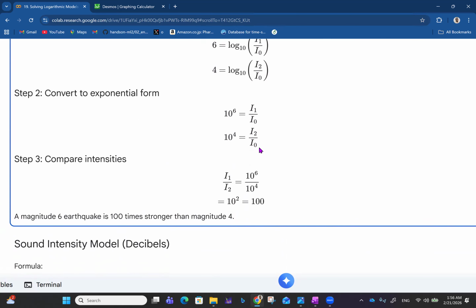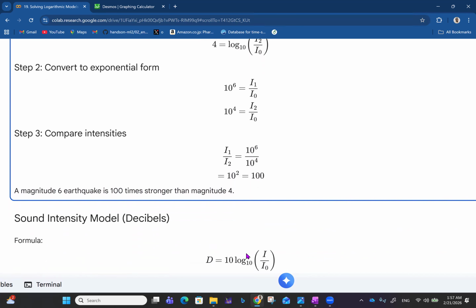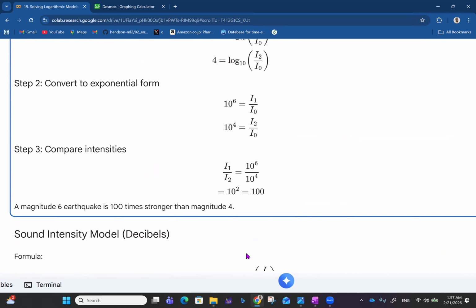We compare. We want to find how much stronger I1 is than I2. If you make I1 the subject, that'll be 10 raised to power 6 times I naught. I2 is 10 raised to power 4 times I naught. So I1 divided by I2 will be 10 raised to power 6 I naught divided by 10 raised to power 4 I naught. The I naught cancels out, so you just have 10 raised to power 6 over 10 raised to power 4, which is 10 raised to power 2, and that is 100. So we can say that a magnitude 6 earthquake is 100 times stronger than a magnitude 4 earthquake. Based on the formulas, that's how the earthquake thing goes.